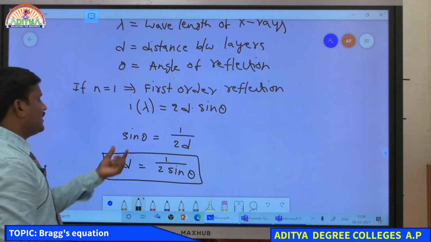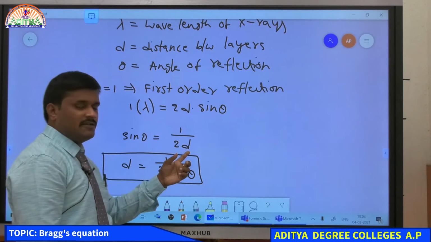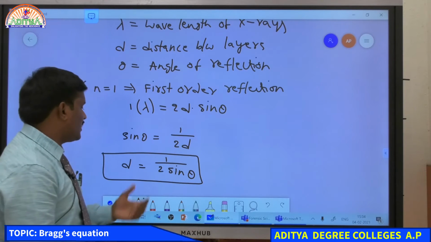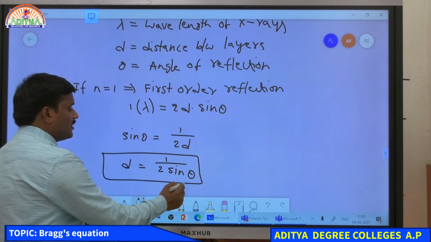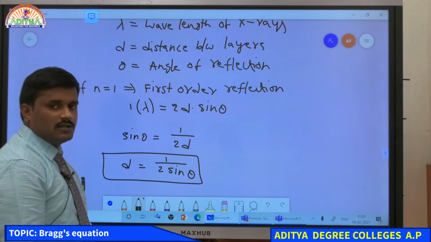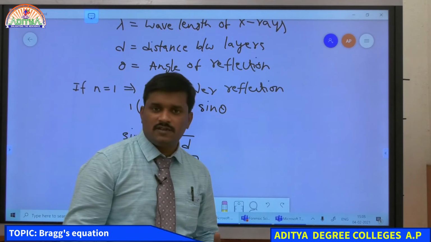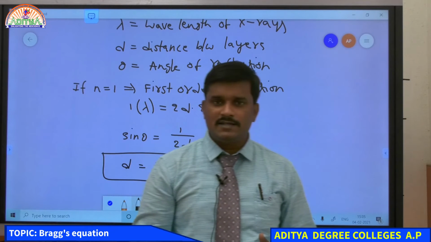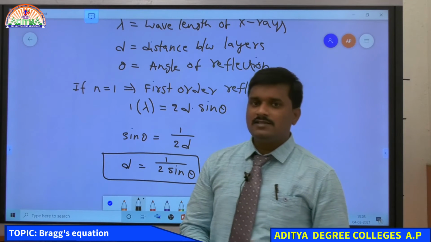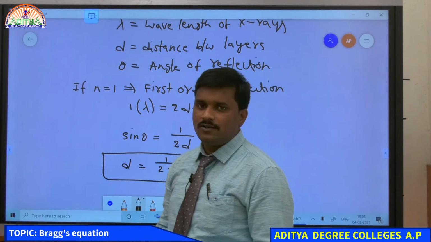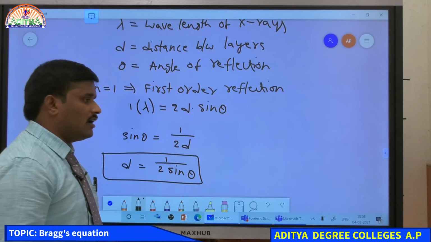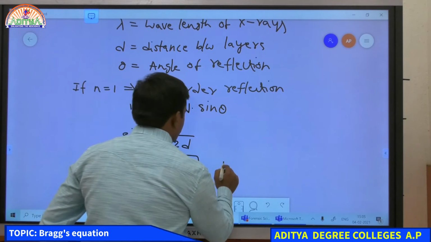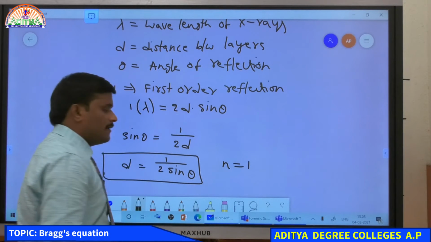So here theta is determined when the distance between the two layers is known, whereas the d value, that is the distance between the layers, is determined by knowing the value of theta. Therefore, according to Bragg's equation, the distance between the layers present in a crystal is always given by d is equal to 1 by 2 into sin theta. This is only for first order, that is n is equal to 1.